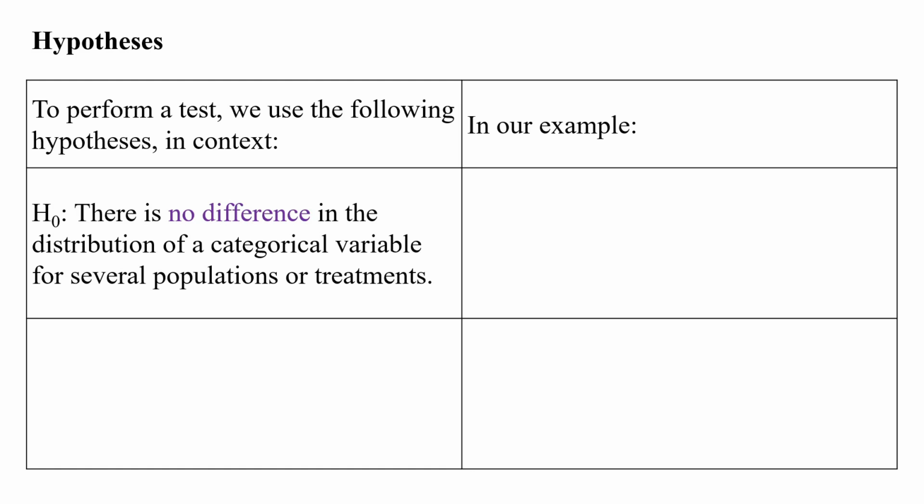So here's the template for the null hypothesis: that there is no difference in the distribution of a categorical variable for several populations or treatments. And of course, that's the generic version of it. We always want to put these hypotheses in context. Okay. So with the chi-square test, we're starting to write the hypotheses just in words. With the goodness of fit test, I said you could write it in words or with symbols. And with the homogeneity test, it is much easier just to write it in words.